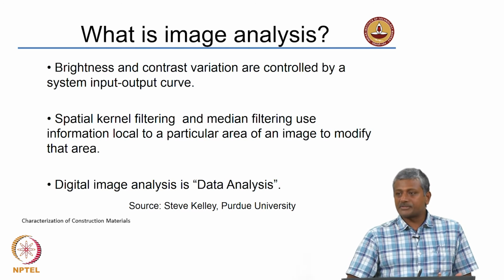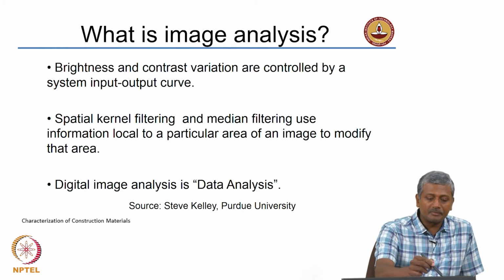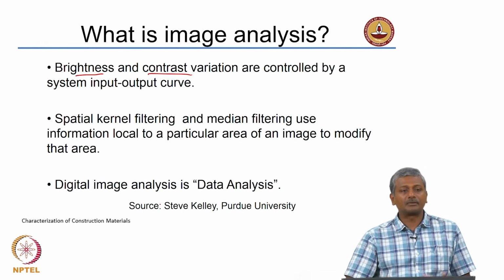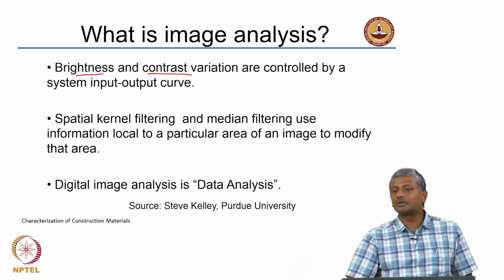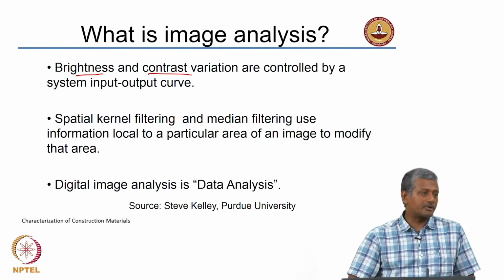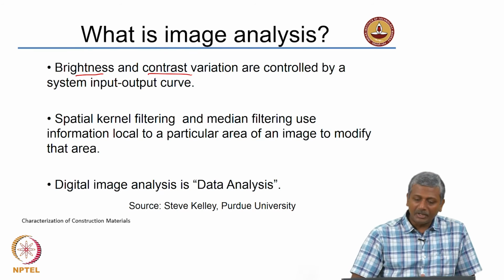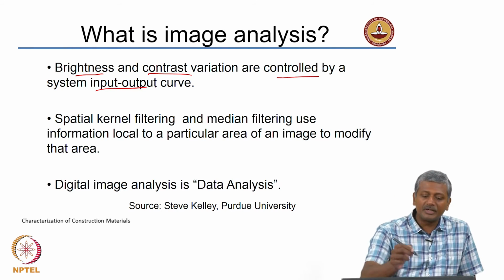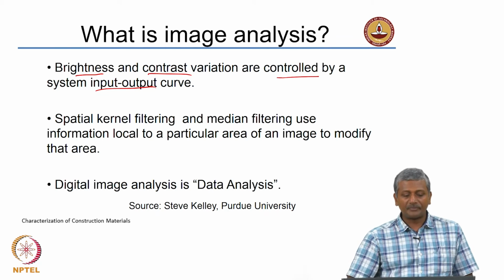Again, the various common processes that we typically do are to control the brightness and contrast in the image. That is what we always keep doing in images, because before we even start looking at the image, we want the image to have the right level of brightness and contrast. Now, this is nothing but something which is controlled by a system input output curve. I will show you just in a minute.